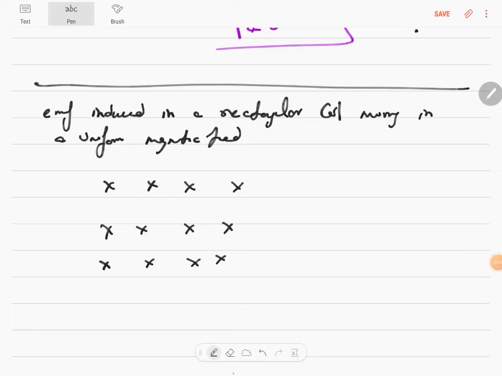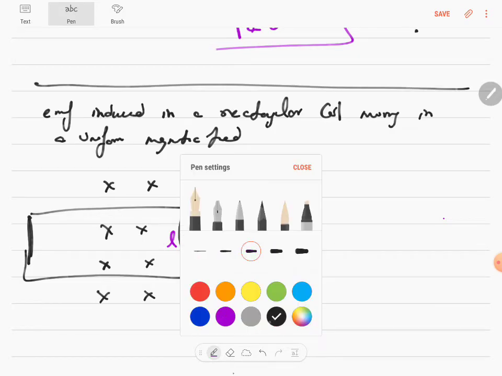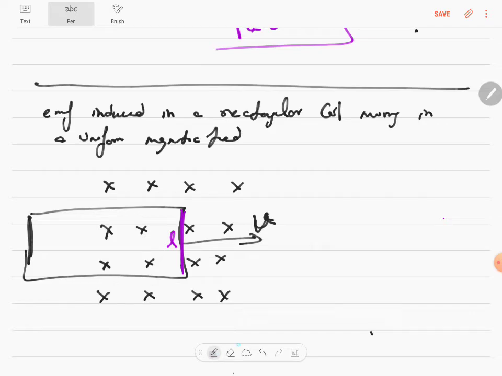Supposing you have a uniform magnetic field like this, and you have a rectangular coil which is moving with the velocity v. Let's call this length L. Normally this is length and this is breadth in a rectangle, but we will call this length. That's not going to change, but the component that's going to change is this x, which I mark in green color.